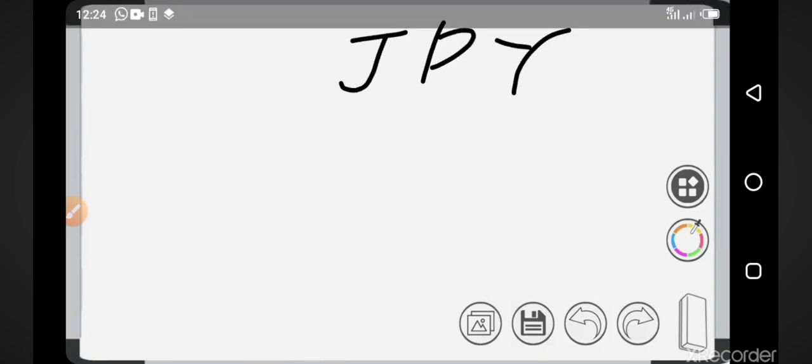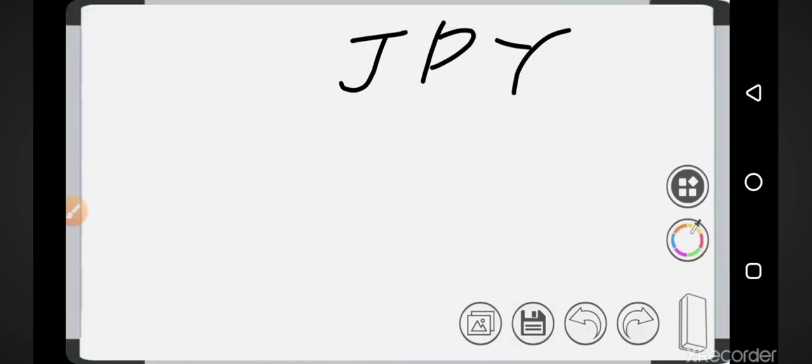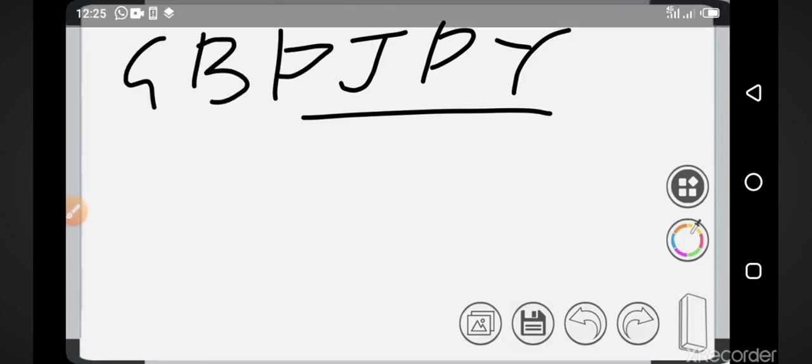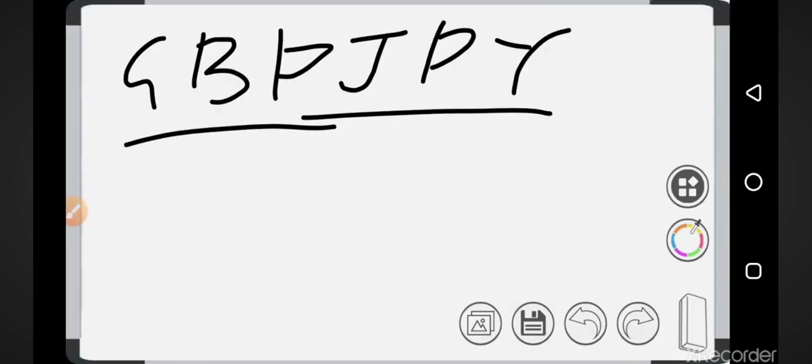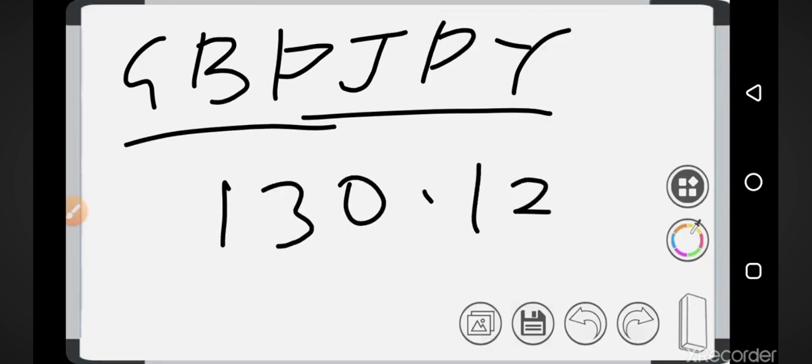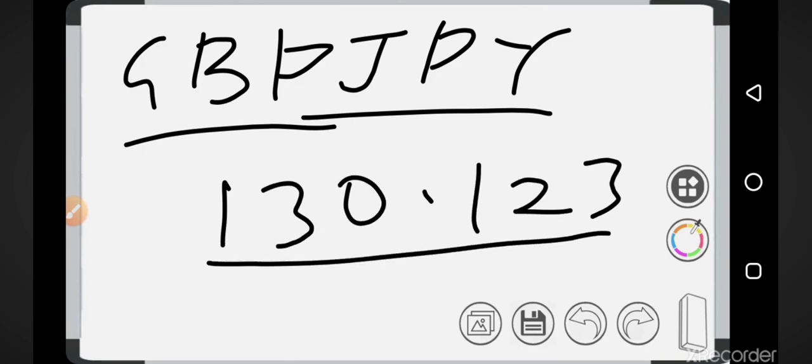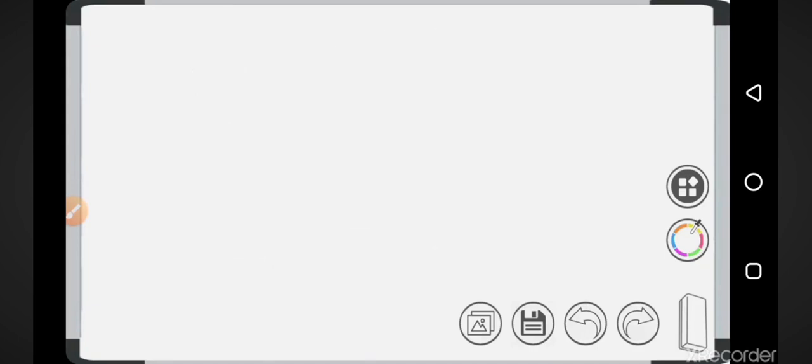Now, let's look at currencies that have JPY. I told you that currencies that have JPY have different price codes. So what will be the codes for currencies that have JPY? So let's say GBP JPY. We have a price of 130.123. Okay. So let's assume this is the price of GBP JPY. 130.123. So let's see.